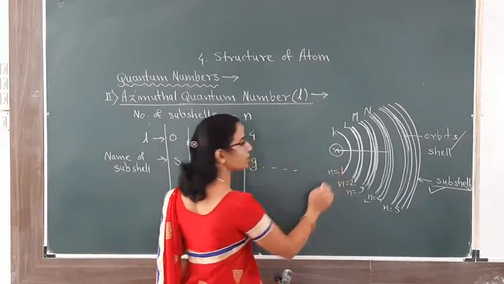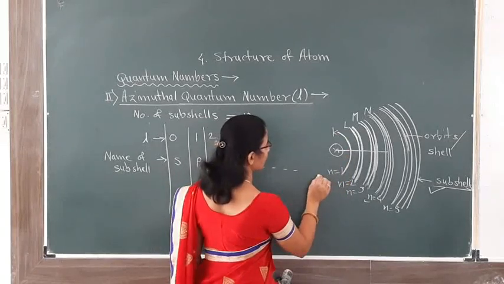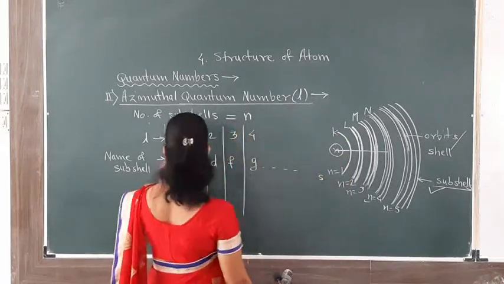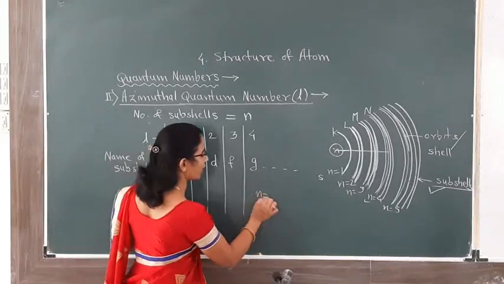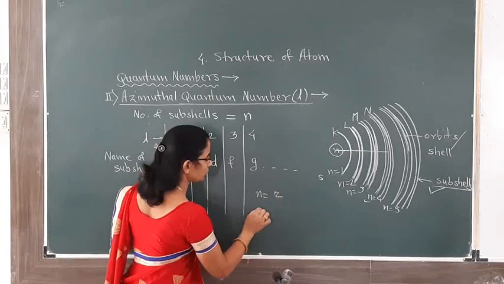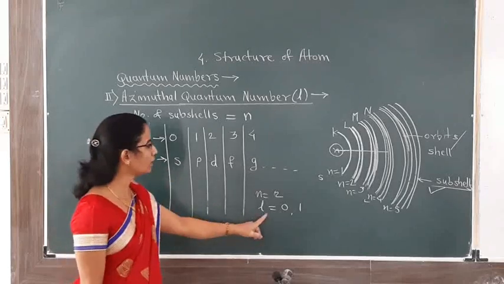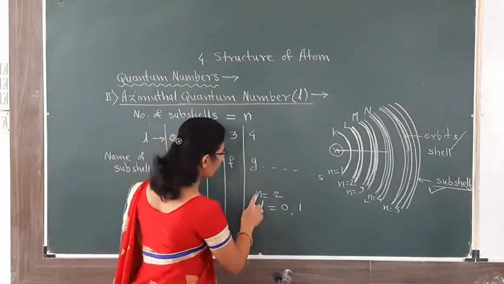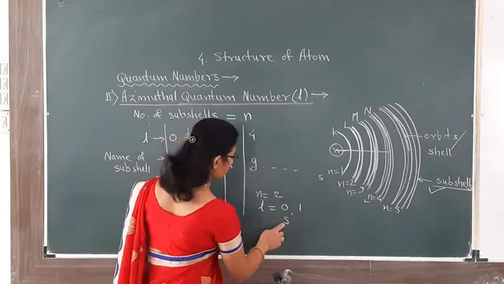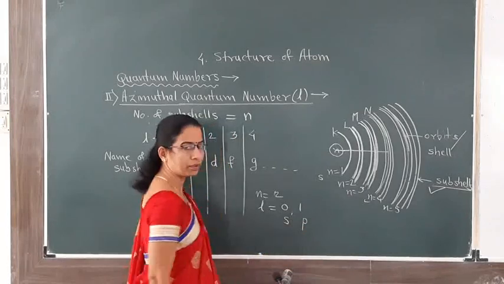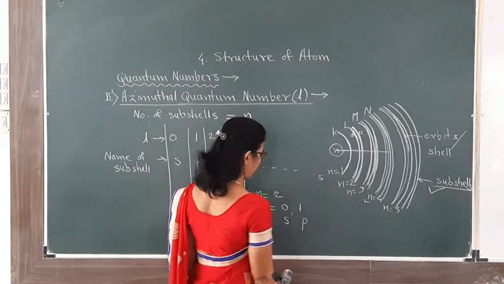That is, if n is equal to 1, we know that there is only one subshell and that subshell is named as s, because for that we have seen that l is equal to 0. For the second shell, that is n is equal to 2, we have seen there are two values of l, l is equal to 0 and 1, and therefore this second shell will possess two subshells which are named as s and p.